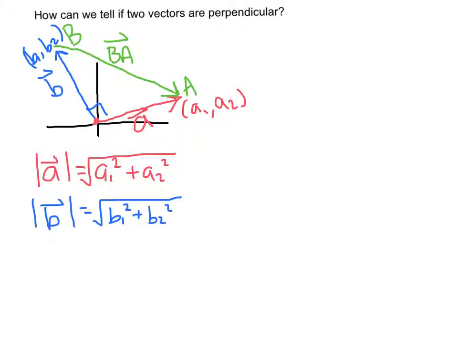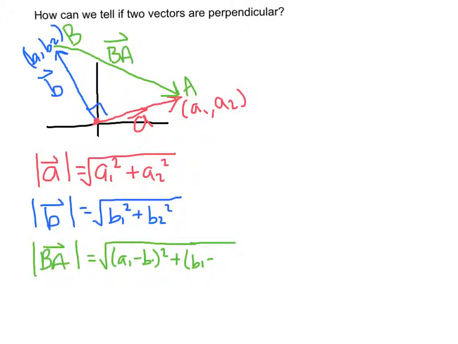And then the magnitude of vector BA will be the square root of A1 minus B1 squared, so that's going to be the x distance of that green vector, plus A2 minus B2 squared.